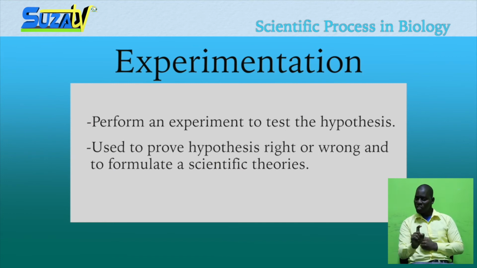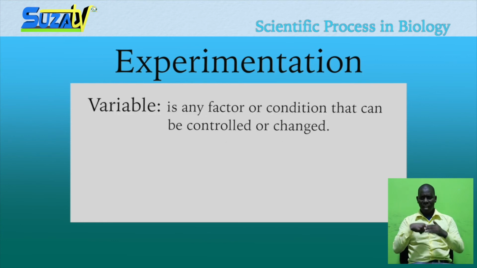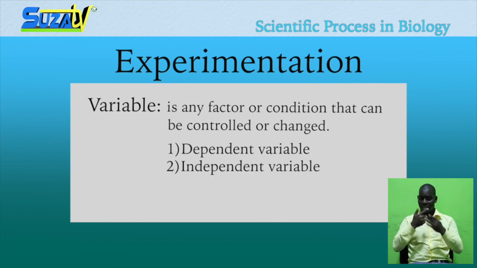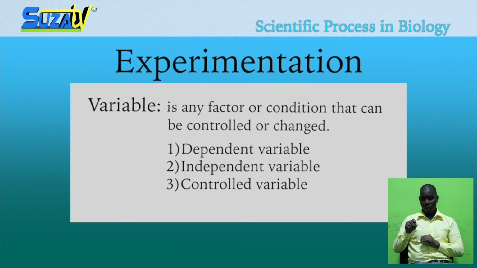In order to be accepted as scientific proof for the theory, an experiment uses variables to test a hypothesis. A variable is any factor or condition that can be controlled or changed. There are three types of variables, which are dependent variable, independent variable, and controlled variable.